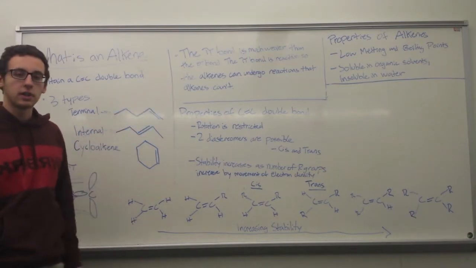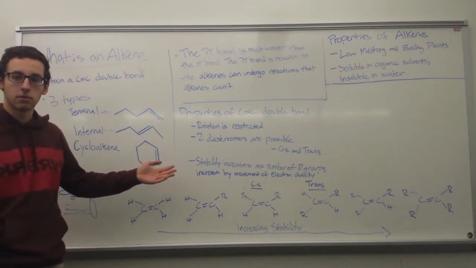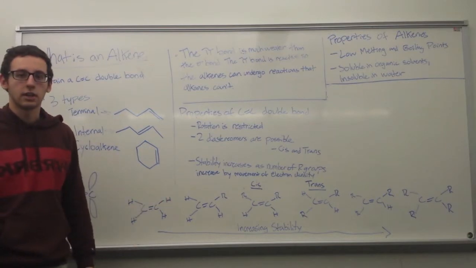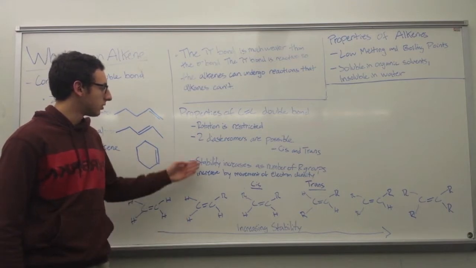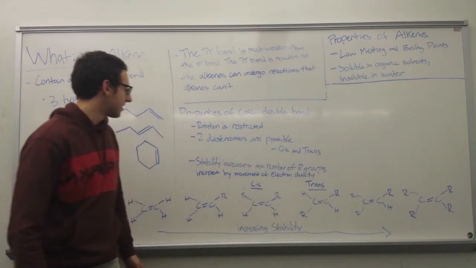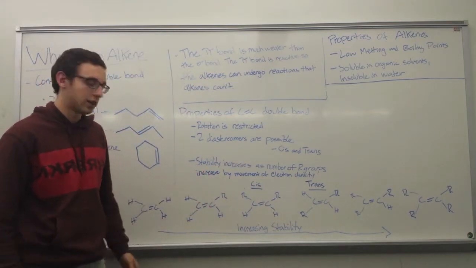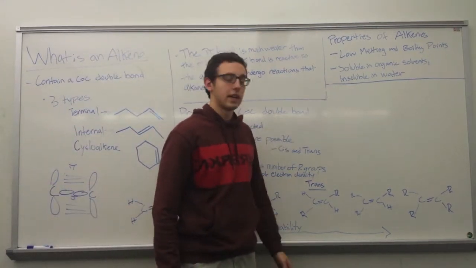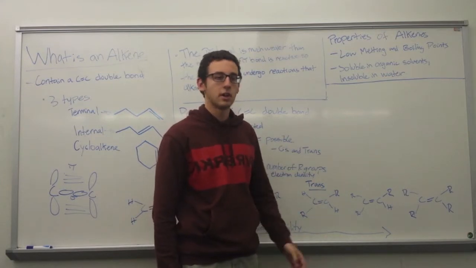One thing that's different between alkenes and alkanes is that the pi bond is much weaker than the sigma bond, so therefore the pi bond is reactive and alkenes can undergo reactions that alkanes can't. Properties of the double bond are that rotation is restricted, 2 diastereomers are possible, cis and trans, located here and here, and stability increases as the number of R groups increase by movement of electron density, and here's the general trend. Properties of alkenes are that they have low melting and boiling points and that they are soluble in organic solvents but not soluble in water.